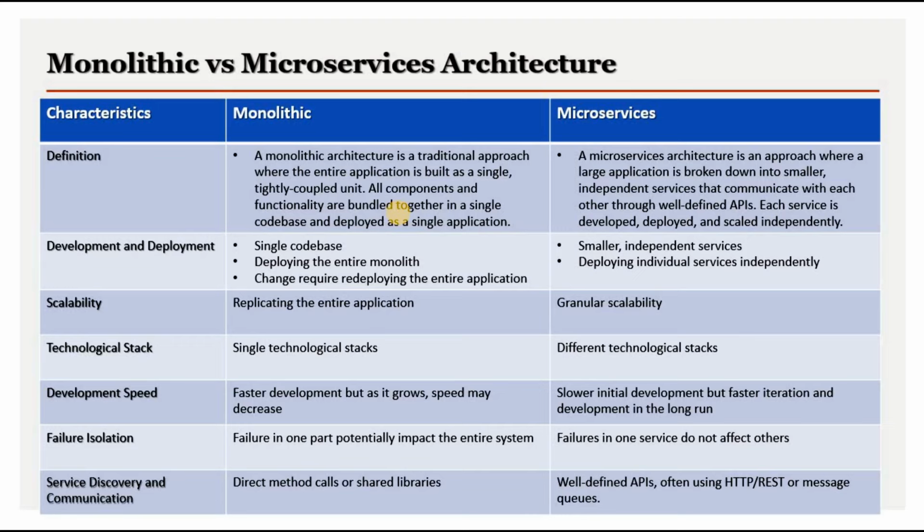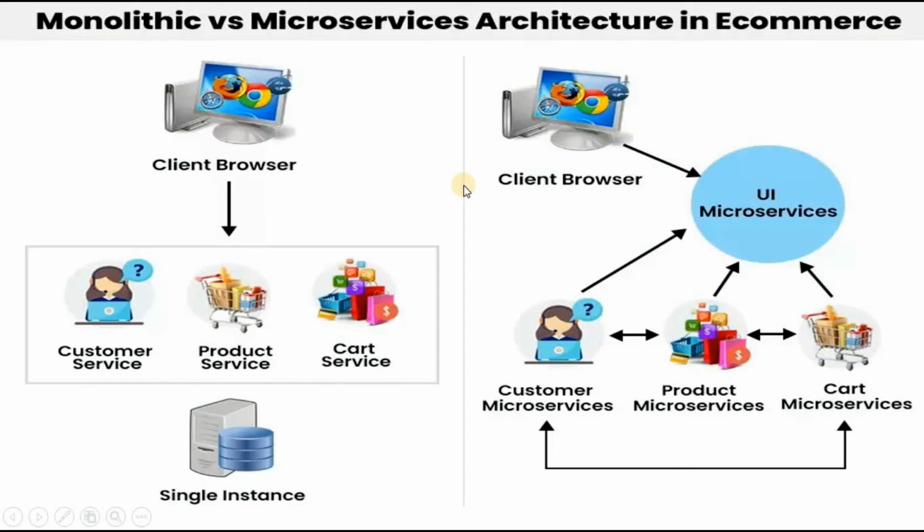Now if I come to the microservice architecture definition, microservice architecture is an approach where a large application is broken down into smaller independent services that communicate with each other through well-defined APIs. Each service is developed, deployed and scaled independently. Now in the same example, on the right hand side you can see we have different microservices for customers, product and cart, and they are interconnected with each other. And we have the UI microservice which manages the connectivity between those microservices when the client requests any service. So here each service operates independently and communicates with others through APIs.